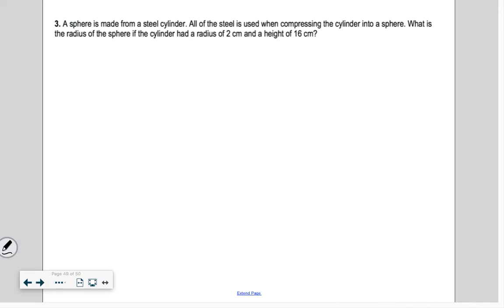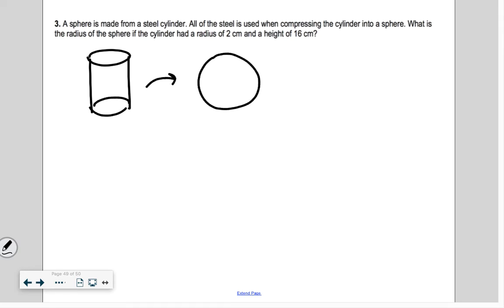Same thing. So a sphere is made from a steel cylinder. All the steel is used when compressing the cylinder into a sphere. So we're starting out with a cylinder, and we're going to melt all the steel, and then we're going to form a sphere, like a ball bearing or something made out of steel. Does that make sense? Okay, so the cylinder had a radius of 2 centimeters and a height of 16.